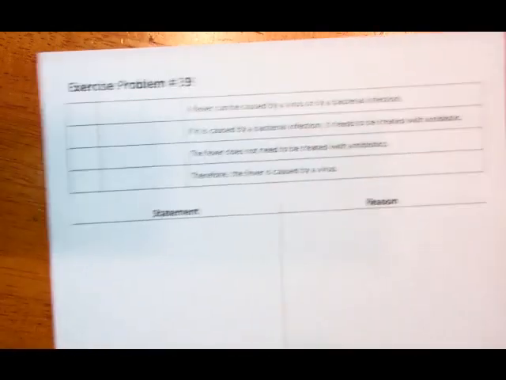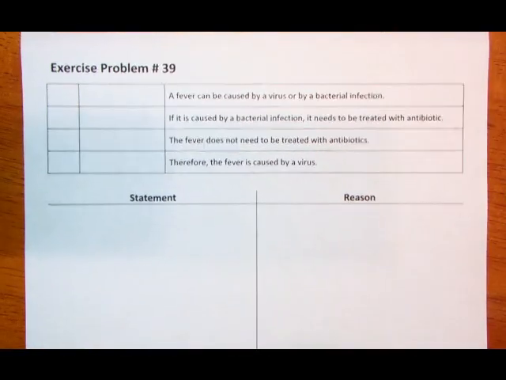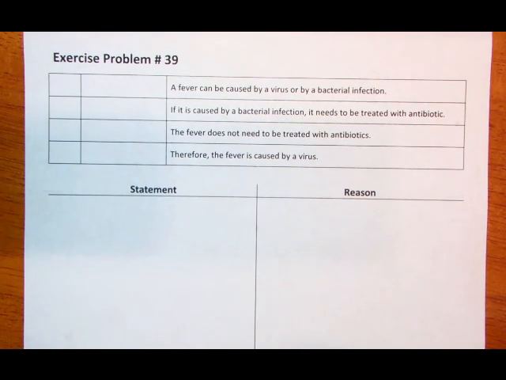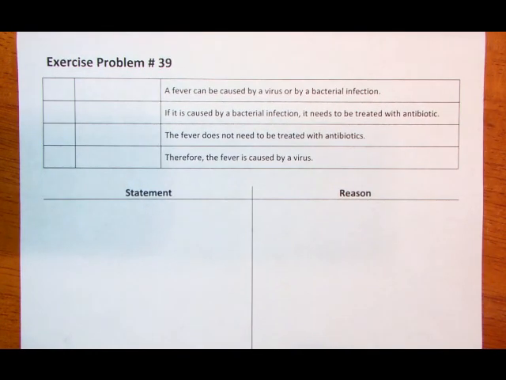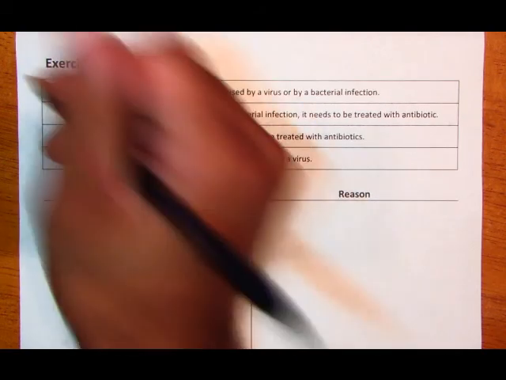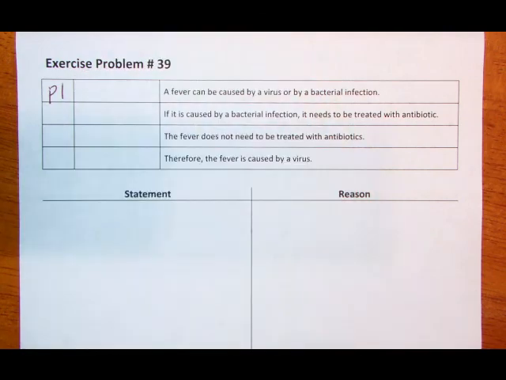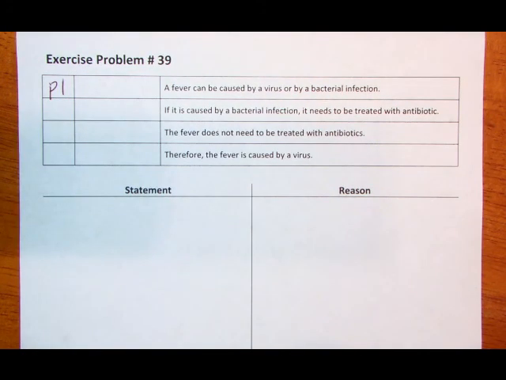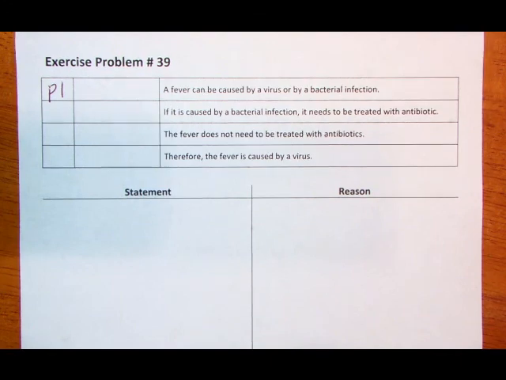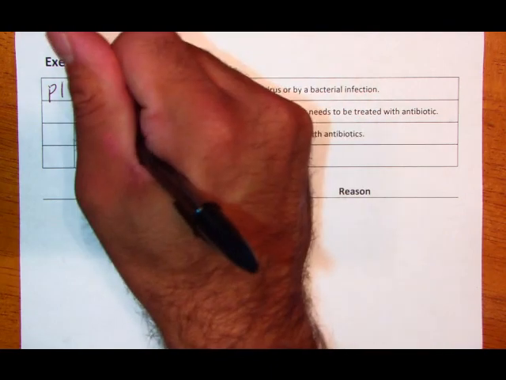So I'm looking at question 39. I broke it down by the 4 sentences you see, and each sentence is going to serve as either a premise or a conclusion. Sentence 1, a fever can be caused by a virus, or by a bacterial infection. Well, we know this is going to be premise 1, and we're going to want to assign letters for these statements. The first statement says a fever can be caused by a virus. So I'm going to call that V.